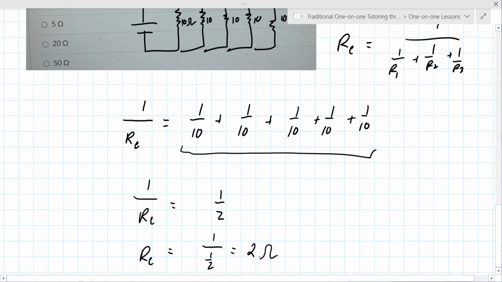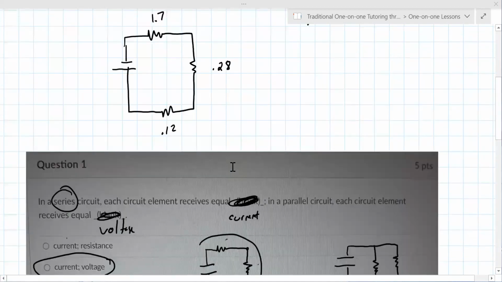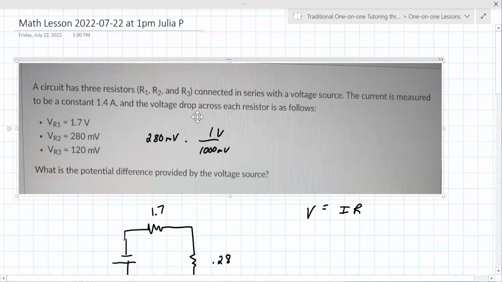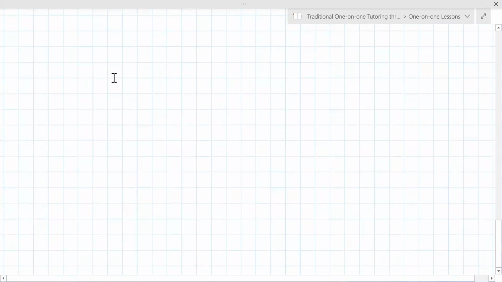So 2 ohms is the equivalent resistance. Okay. So I go back to question 1. I guess now I realize what's going on here. Maybe, I'm sorry, question 3. I think I could better answer this.